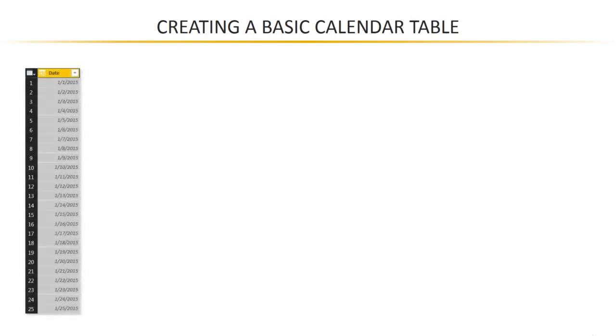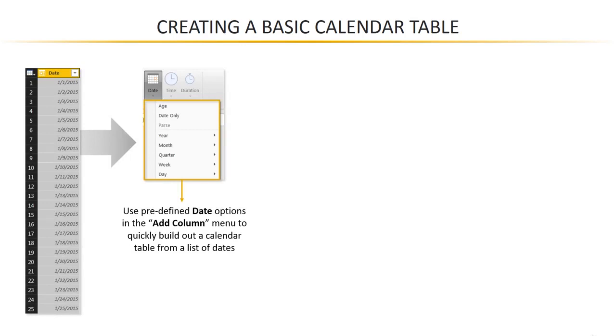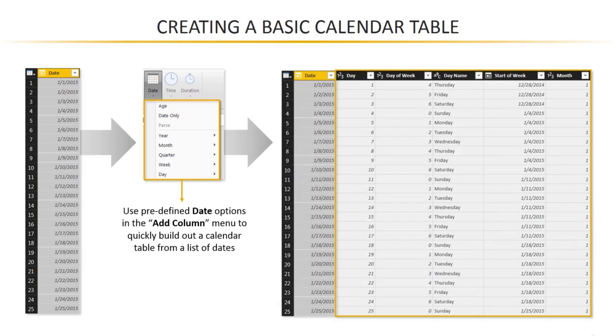So we're going to start with a single column containing dates. We're going to apply those predefined date options using the Add Column tab in the query editor. And we're going to transform that individual column into an entire calendar containing additional fields like the day of the week, the day name, the start of the week, month, quarter, year, etc. So let's open up Power BI and give this a shot.